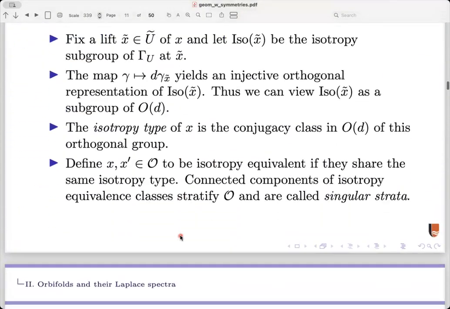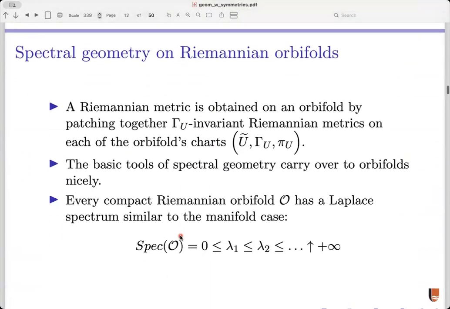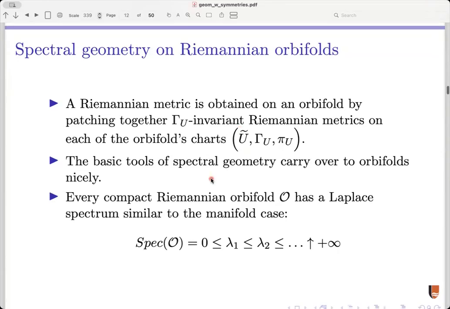Okay, so we've got our singular strata. What about doing geometry on orbifolds? If you take Riemannian metrics on these local covers U tilde that are invariant, under Riemannian metric on those U tilde, then you can patch them together to get a full Riemannian metric on the orbifold. So geometry is in play.